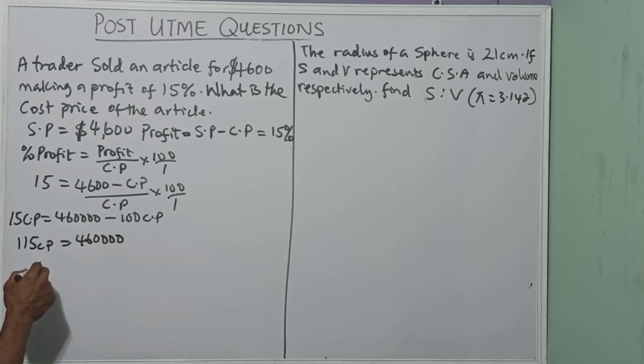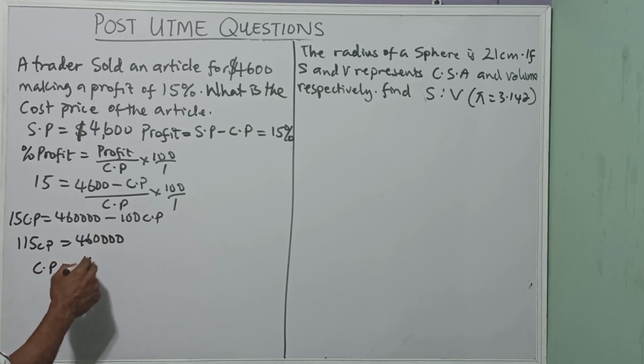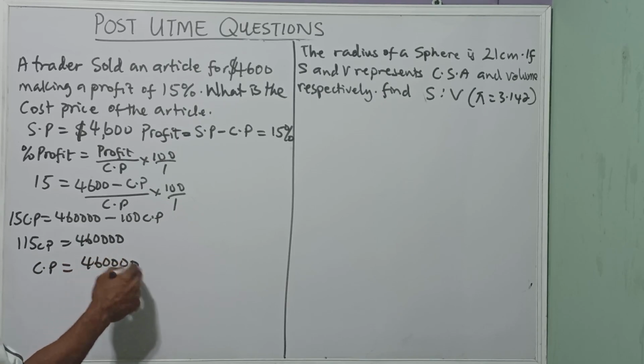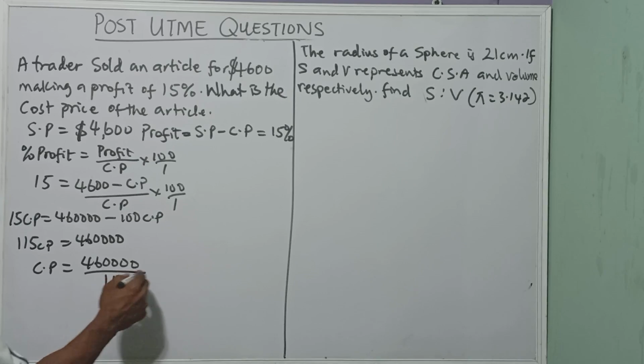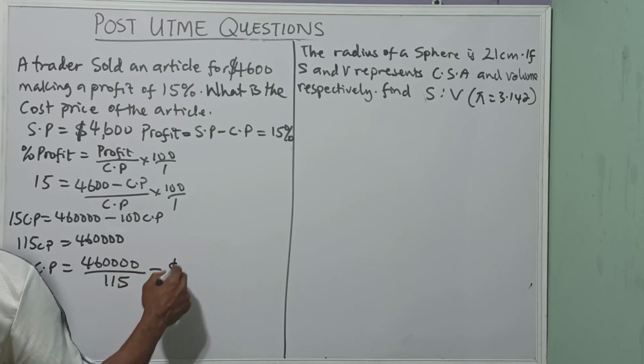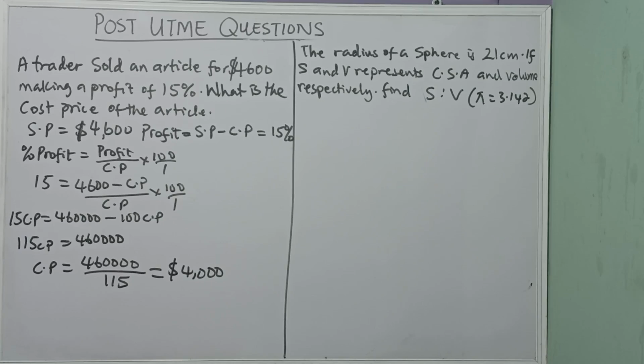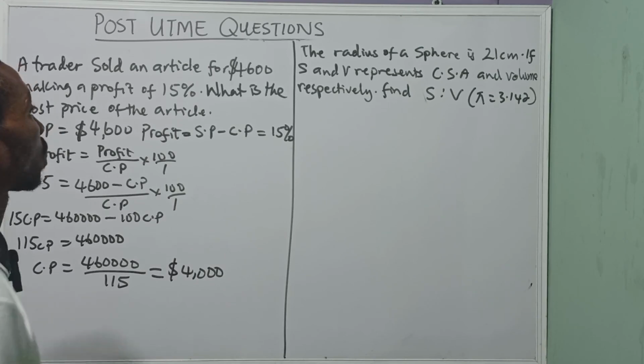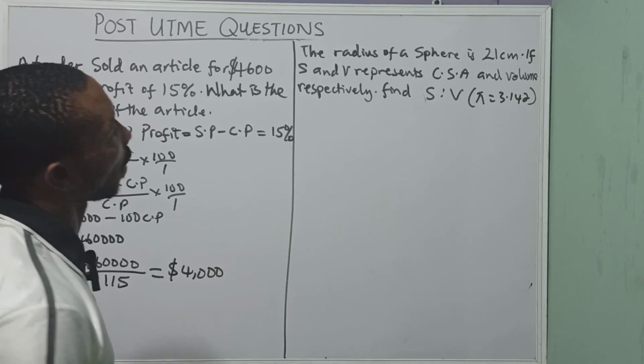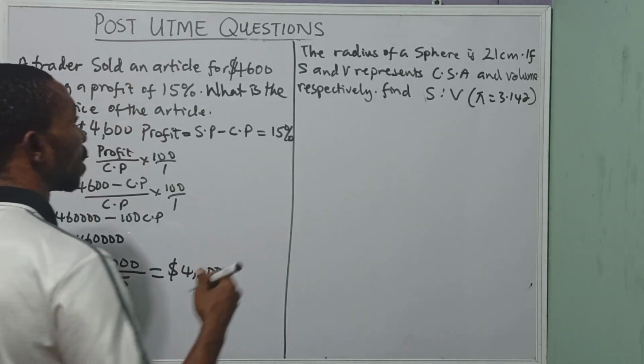Okay, so our CP would be 460000 divided by 115. Now, if we divide this, we are going to have our cost price at $4,000. So the cost price of the article will be $4,000. Now, the next question says, the radius of a sphere is 21 centimeter.